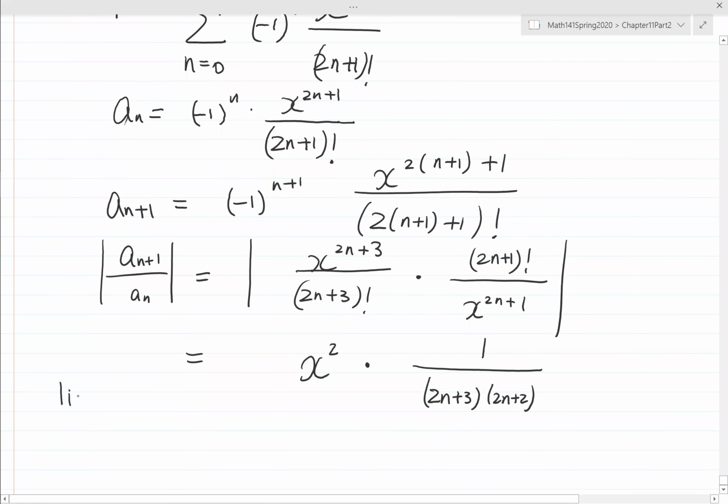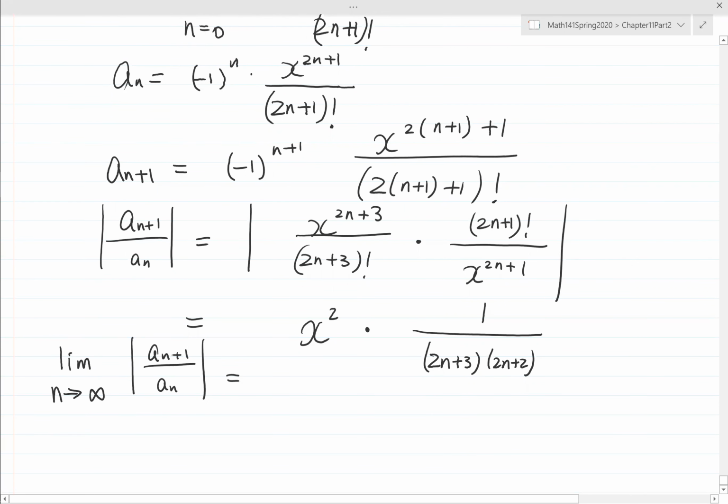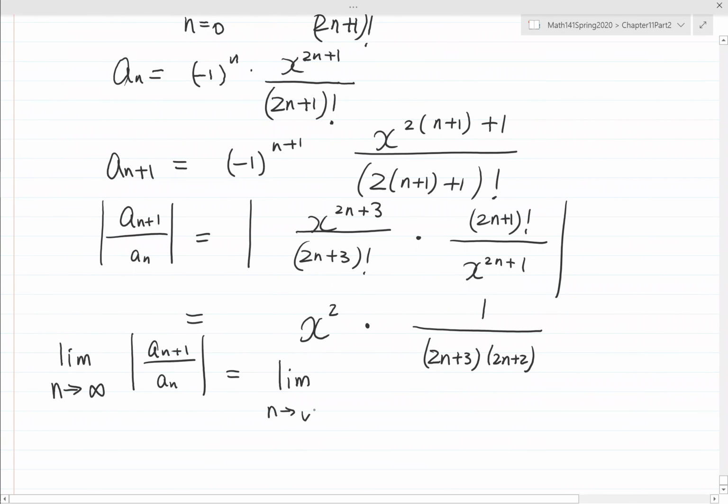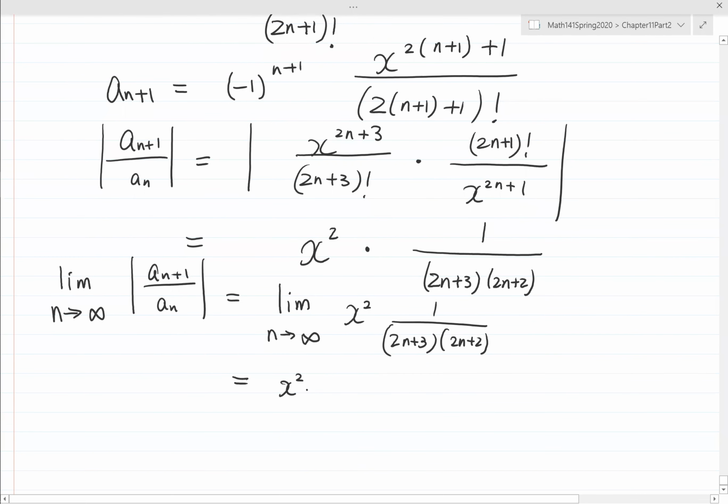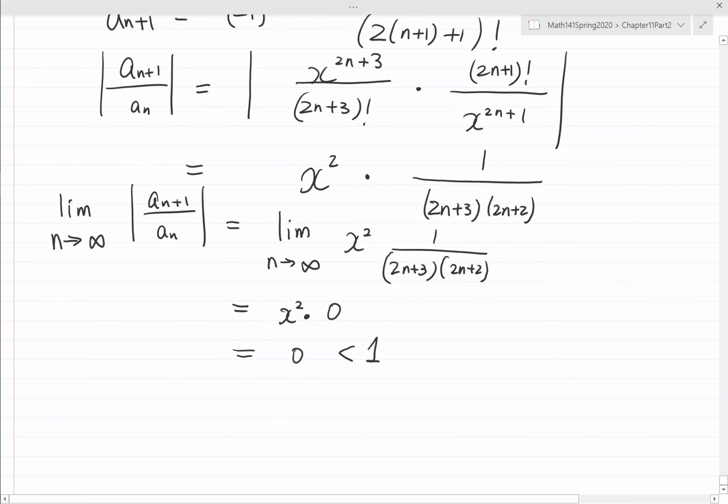Now take the limit as n approaches infinity of this ratio. This will be the limit as n approaches infinity of x squared times 1 over (2n plus 3)(2n plus 2). Now x is fixed here, so when we take the limit, we just factor it out. The remaining part has limit 0 because the denominator can be arbitrarily large and the numerator is a fixed 1. So this is 0. Of course this is less than 1 for any x, since it has nothing to do with x. So we can conclude by the ratio test.